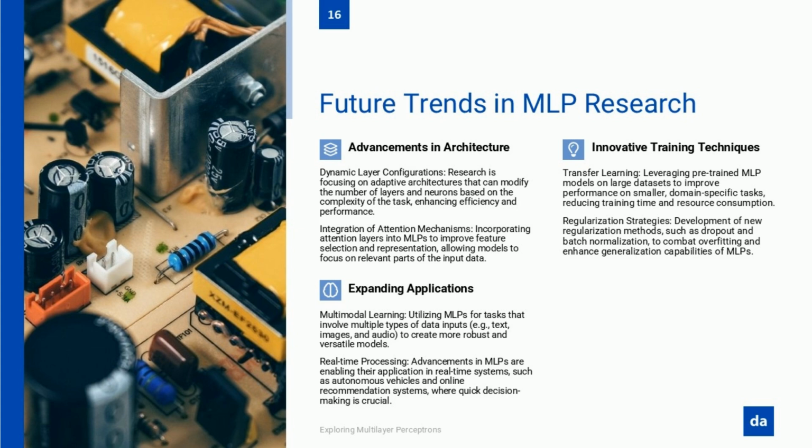Another major innovation is transfer learning for MLPs. This technique has already revolutionized deep learning in CNNs and NLP models, allowing networks to be trained on massive datasets and then fine-tuned for smaller specific tasks. Instead of starting from scratch, MLPs can now leverage pre-trained models to learn faster and with less data, making AI more accessible to industries that don't have millions of examples to train on.